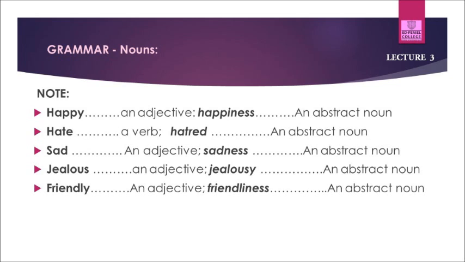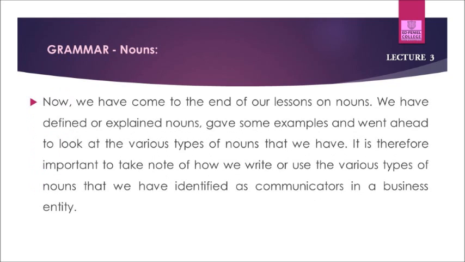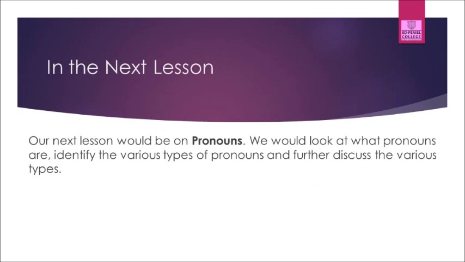Now we have come to the end of our lessons on nouns. So far we have been able to define nouns, we've given some examples of nouns, and we went ahead to look at the various types of nouns that we have. It is therefore important to take note of how we write or use these nouns, because that is what we need as communicators in the business entity. We'll be writing minutes, memos, and adverts. So the features and how we treat these nouns is what's important for us as communicators in a business entity, so long as our lessons on nouns are concerned.